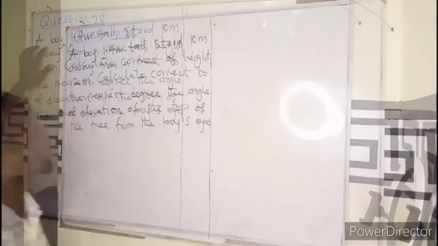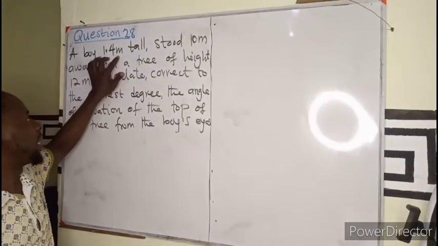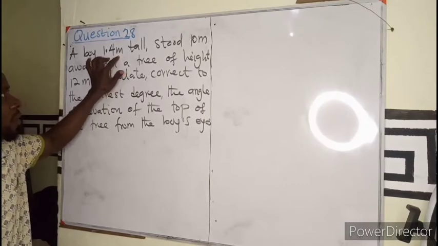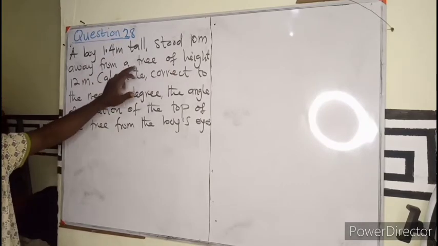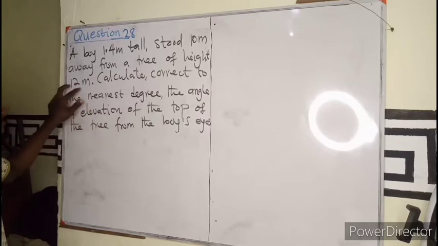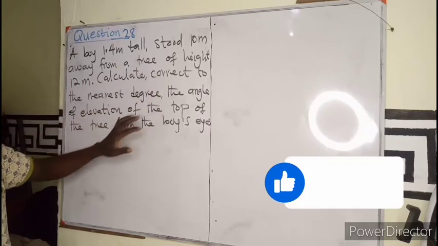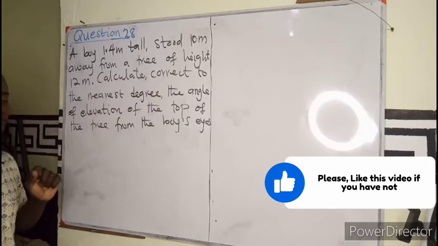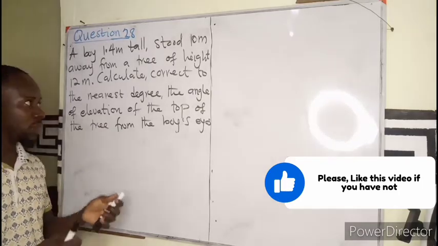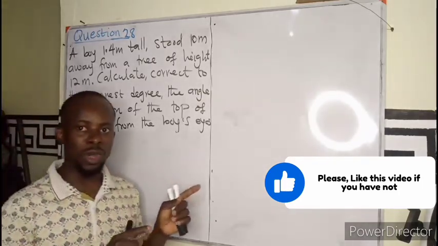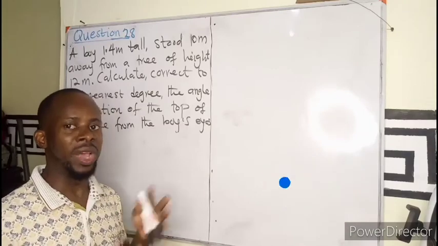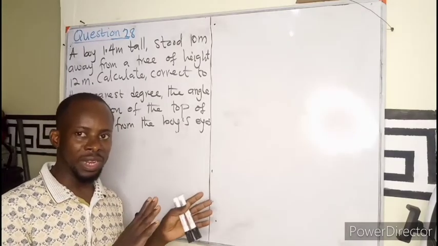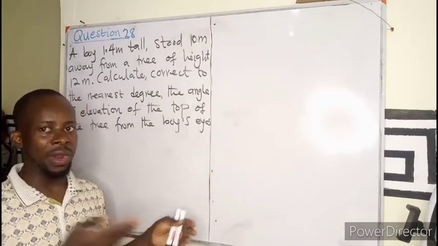So a boy of height 1.4 stood 10 meters away from a tree which is of a height 12 meters. We have to calculate the angle of elevation of the boy. So this question is on application of what? Trigonometry, angles of elevation. We know definitely we need a vertical and a horizontal.